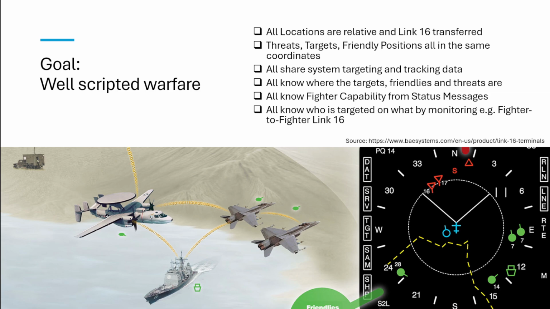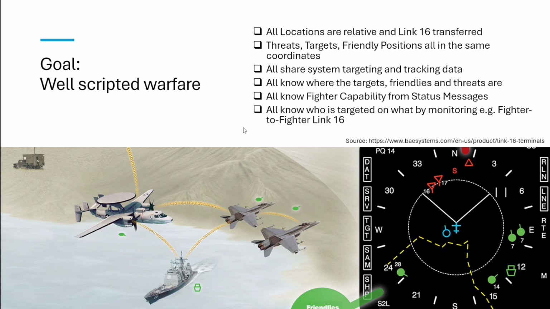Everyone knows where the targets, friendlies, and threats are. That's important when you're shooting stuff down. For example, in an air-to-air picture, fighter capability, weapons, fuel, and whatever are transferred via status messages. And fighter-to-fighter information over Link 16 is important. I'm going to show you today some examples of how you transfer, for example, how you see the information about the targeting of your wingman.